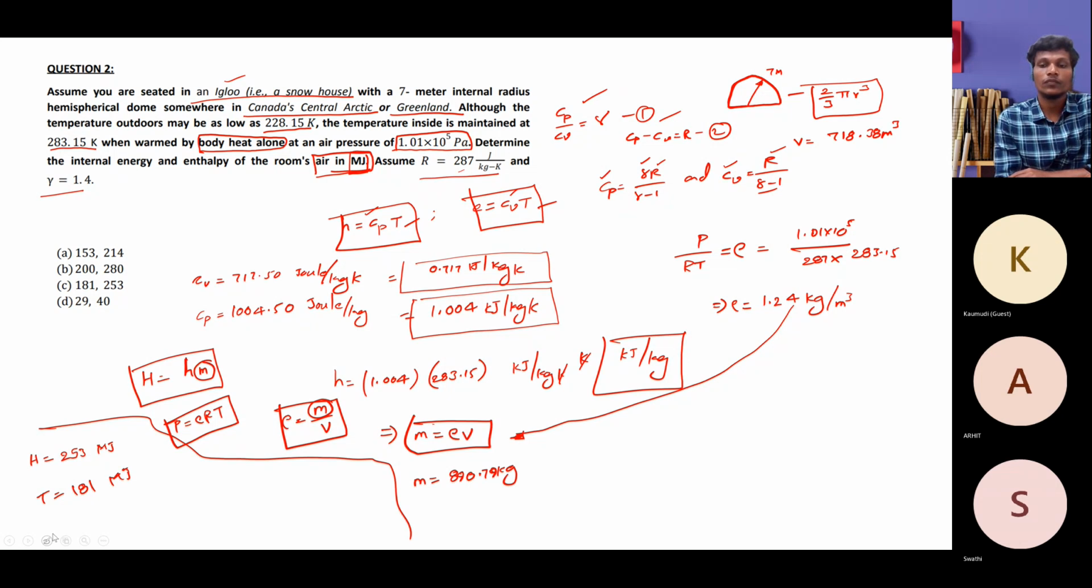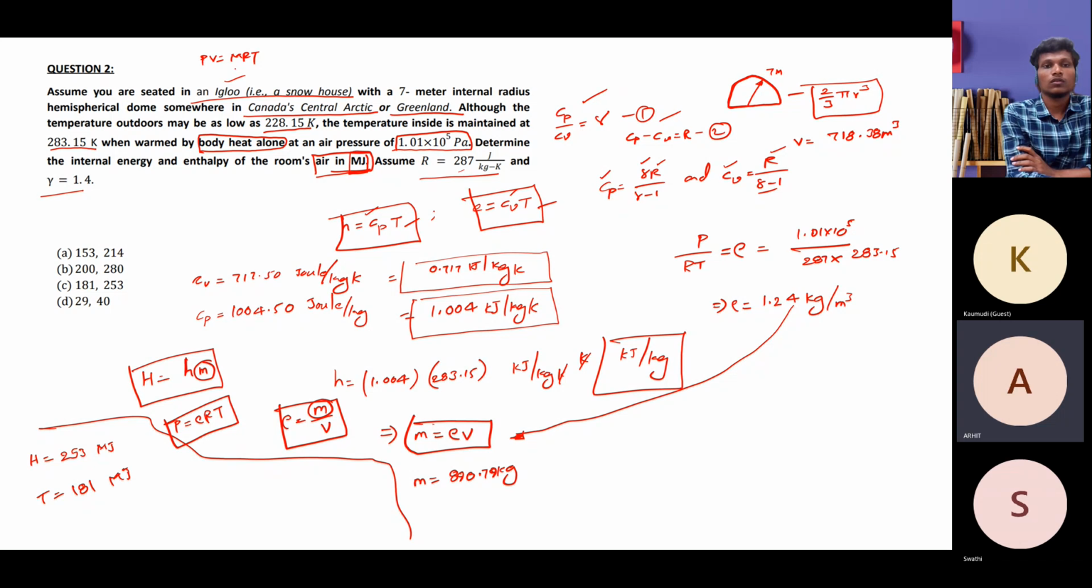Any questions, sir, regarding this? Yes, sir, can't we directly find this mass from PV equals MRT? Which relation are you talking about? The ideal gas relation, PV equal to MRT. Yes, but R is not specific again. Yeah, you are substituting the same thing again.